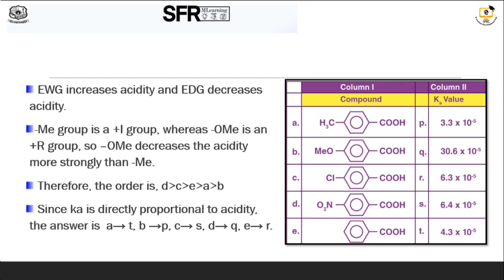And if we are having electron withdrawing groups, for example, in the box we are given benzoic acid, which is substituted with different groups like methyl, methoxy, chlorine and nitro group. Here when you are having an electron withdrawing group, it increases the acidity, and we all know an electron donating group decreases the acidity. And in this table, the methyl group attached to benzoic acid is having more acidity.